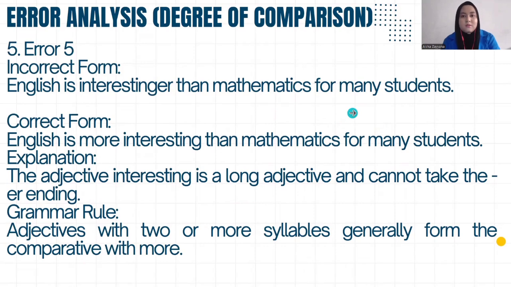Number 5: "English is interesting than mathematics for many students." The correct form is: English is more interesting than mathematics for many students. Because the adjective interesting is a long adjective and cannot take the -er ending. The grammar rule is adjectives with two or more syllables generally form the comparative with more.